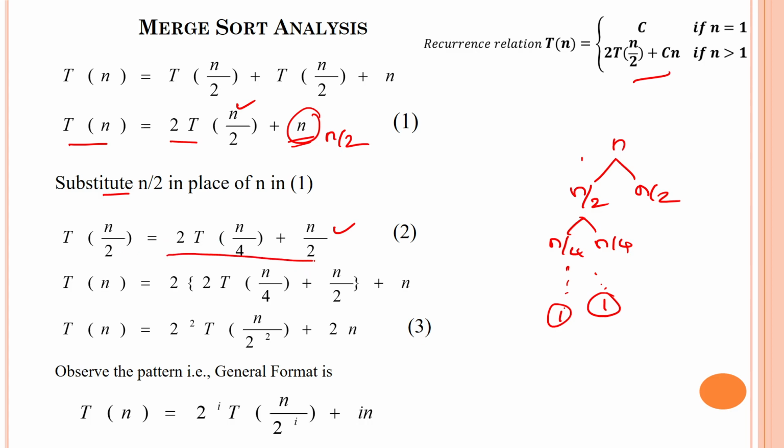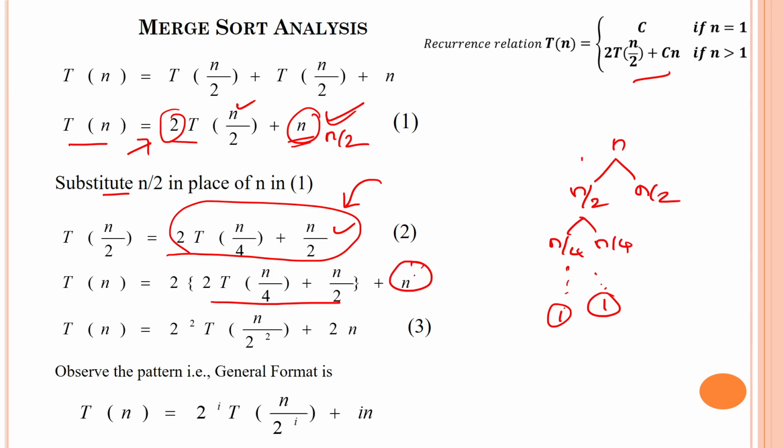Here also you substitute n by 2, and you get n by 2. Then you substitute the entire term into equation number 1. So this 2, then this term: 2 times T of n by 4 plus n by 2, plus here we substitute this n. Now we find the pattern: 2 squared, and the 4 is also taken as 2 squared. Here this will cancel, so we have n plus n, giving us 2n.